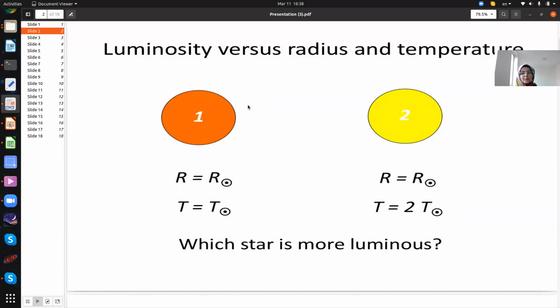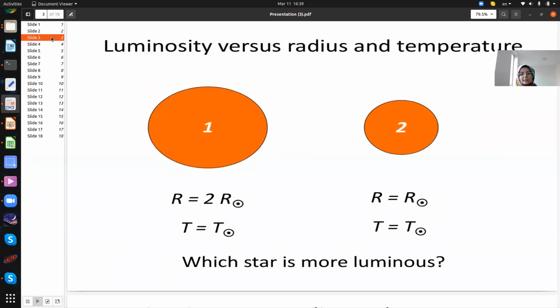You see here, we have, for example, two stars, and we want to see which one is more luminous. For luminosity, we have, for example, this star with this radius. They have the same radius, but the temperature is different. For example, this one has more temperature. So, how is the luminosity between them? What is the difference? I will answer you later.